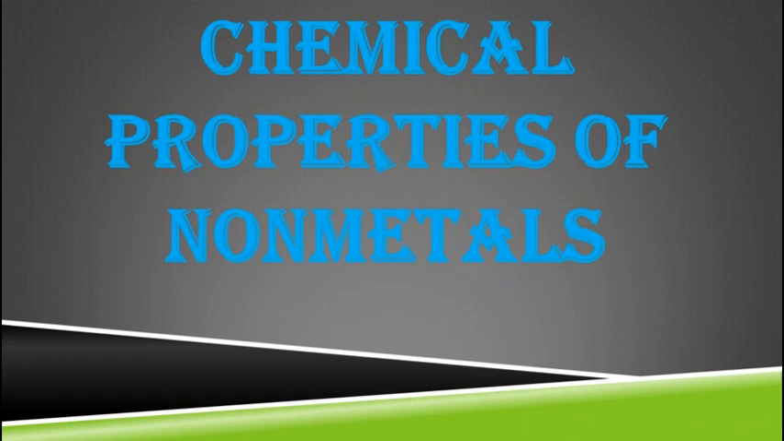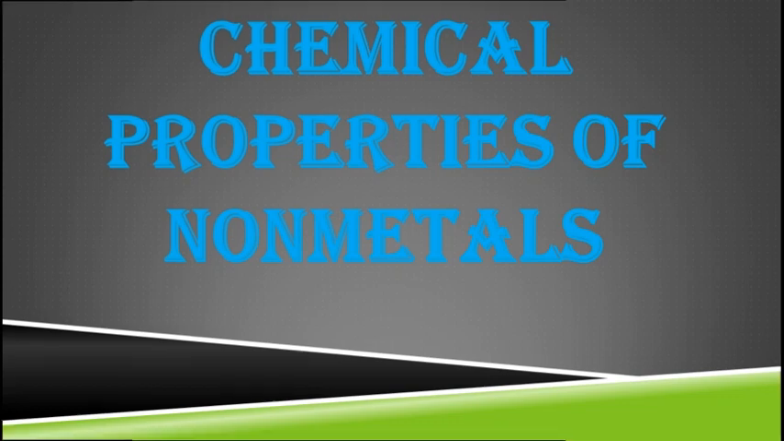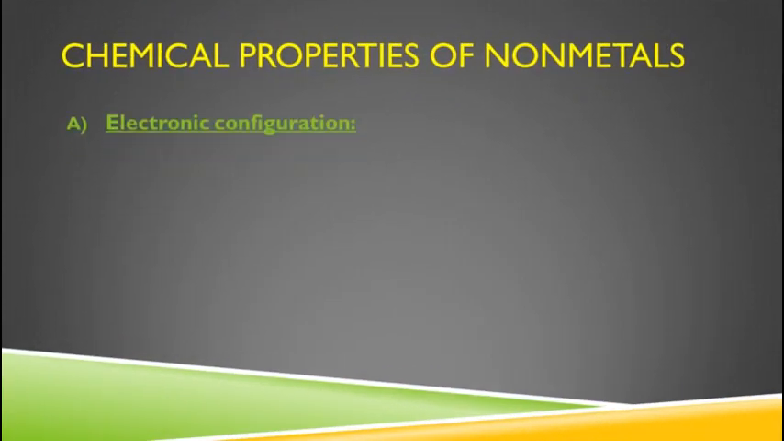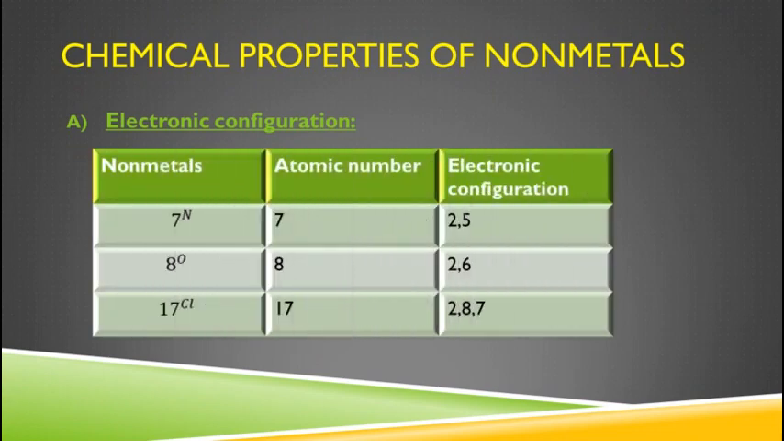Now after completing the chemical properties of metals, let's learn about the chemical properties of non-metals. So first is the electronic configuration. Students, most of the non-metals have 4 to 7 electrons in their valence shell. That means there are 4 to 7 electrons only in their outermost shell.